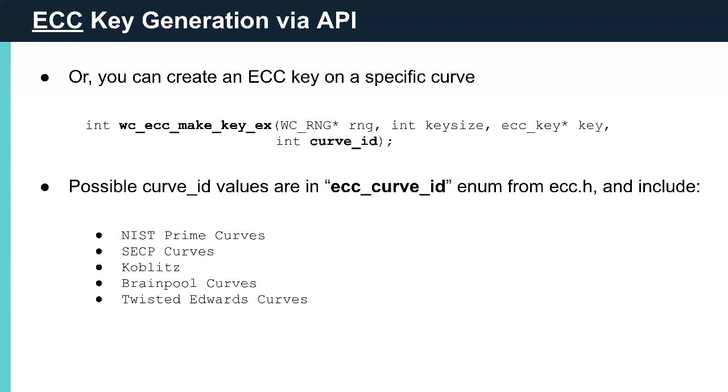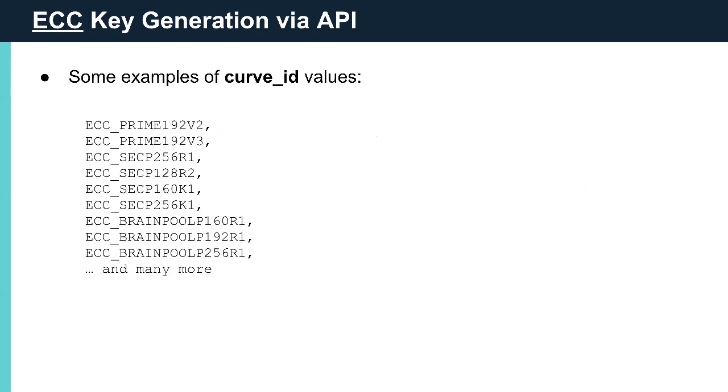If you want, there's an extended version of this API which takes in a curve ID that will let you generate the key on your desired curve. If that's not provided, I believe it generates it on our default curve, which is NIST P256. The curve ID values come from the ecc_curve_id enum, which is located in ECC.h. And again, you have options of all of our supported curves there. The curve ID will look something like this, depending on what curve you want.